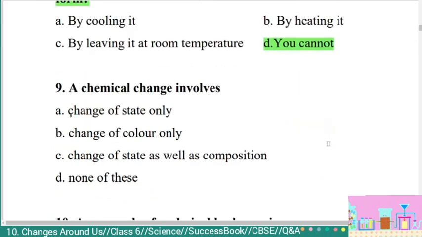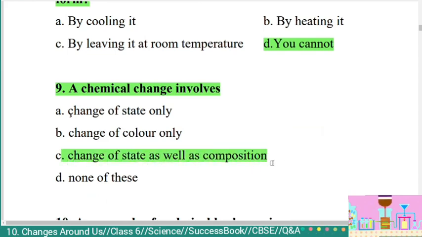Ninth question, a chemical change involves option A, change of state only. B, change of color only. C, change of state as well as composition. D, none of these. Here the correct answer is option C, change of state as well as composition. A chemical change involves change of state as well as composition.